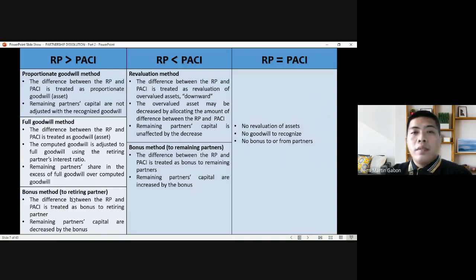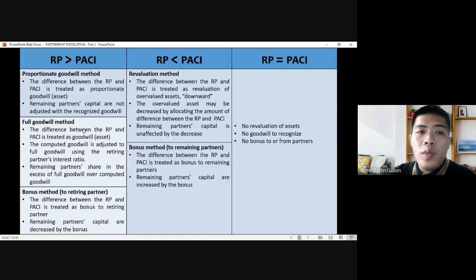Okay, so let's have first the retirement price greater than the partner's adjusted capital interest. Let's start with the proportionate goodwill method. If the proportionate goodwill method will be used, the difference between the retirement price and the partner's adjusted capital interest is treated as proportionate goodwill, which is an asset. The remaining partners' capital are not adjusted for the recognized goodwill. Okay? So, hindi ka magre-recognize ng goodwill sa capital account or mag-a-adjust ng goodwill sa capital account ng remaining partners.